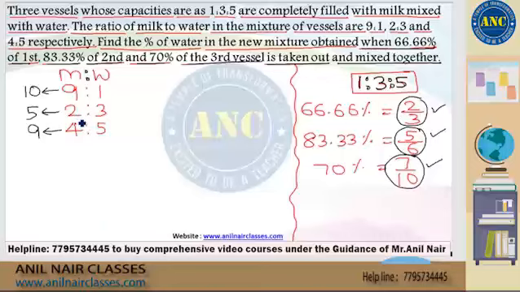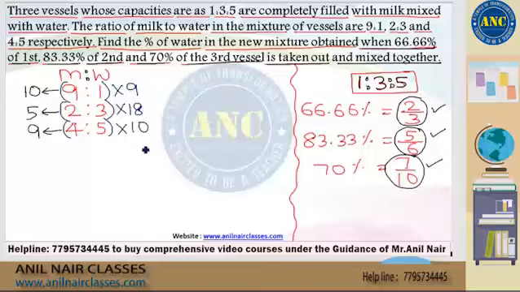How will you make it as 1:1? 10, 5 and 9 should be made as 1:1. That means all the 3 numbers should be made as the same number. That same number is nothing but LCM. LCM of 10, 5 and 9 is 90. 10 should become 90, multiply by 9. 5 should become 90, multiply by 18. 9 should become 90, multiply by 10. Now, this will make it as an equal ratio.